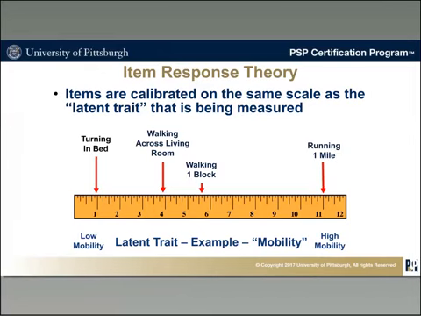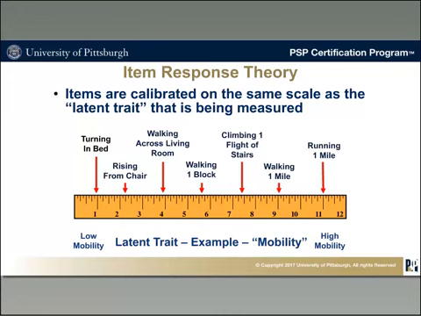And we can continue to link items on the scale. Walking across a living room is somewhere in terms of difficulty on the scale between turning in bed and walking a block. Okay, rising from a chair is in between turning in bed and walking across the living room. Climbing one flight of stairs is somewhere between walking a block and running a mile in terms of difficulty, and walking a mile is a little bit less difficult than running a mile.